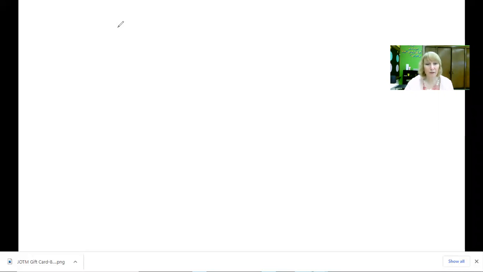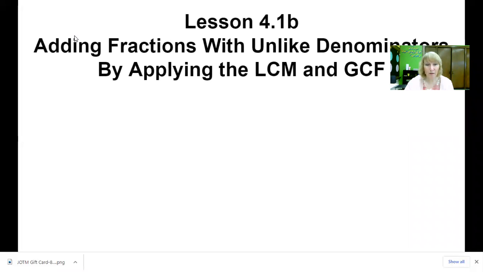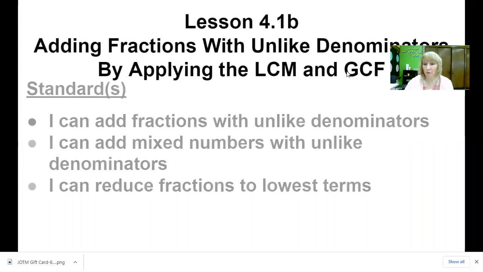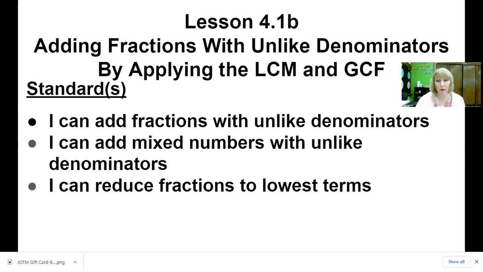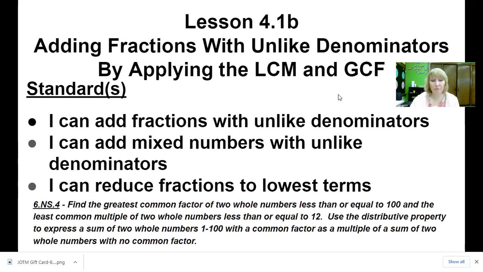Hello, this is going to be lesson 4.1b. We're going to be talking about adding fractions with unlike denominators. The standards we're going to be working from today include: I can add fractions with unlike denominators, I can add mixed numbers with unlike denominators, and I can reduce fractions to lowest terms. So let's get started here.